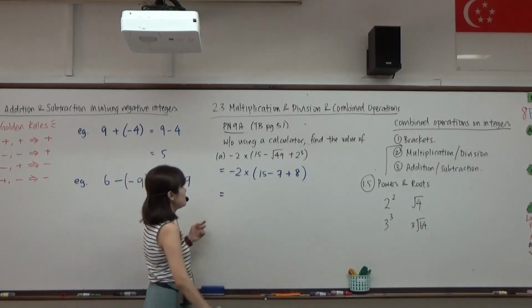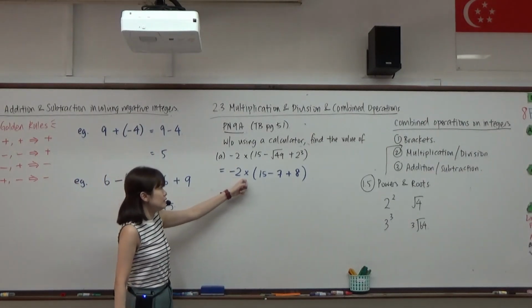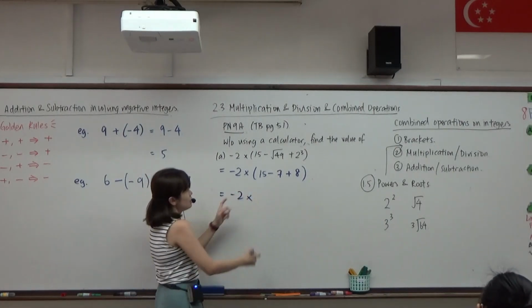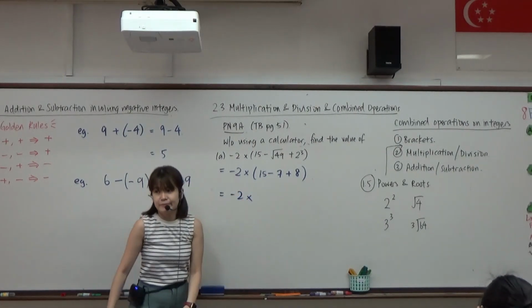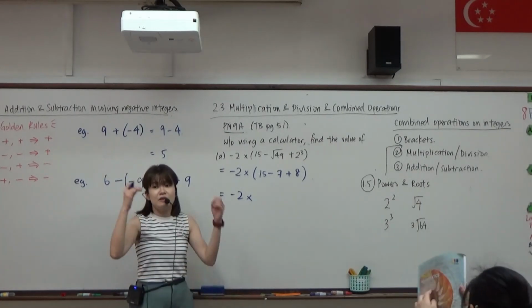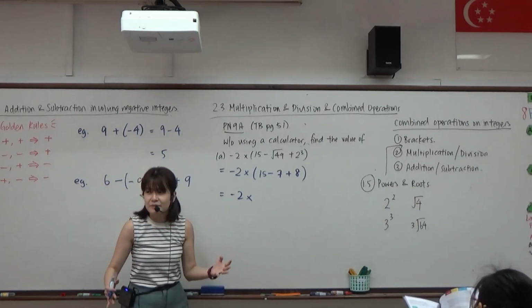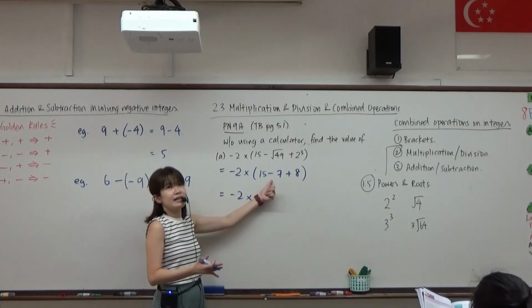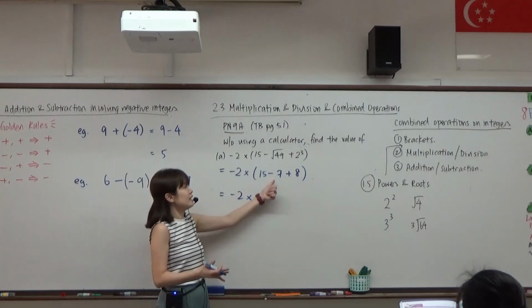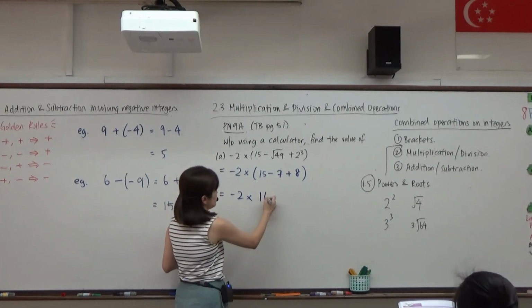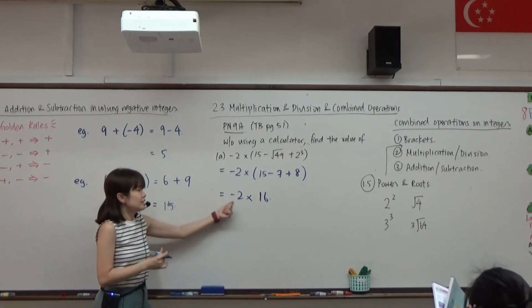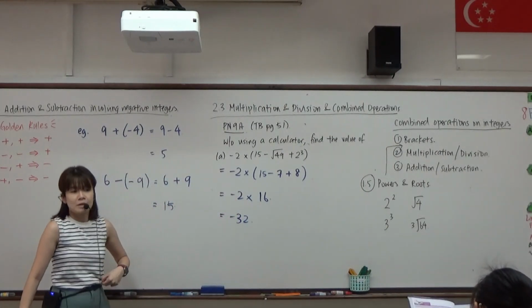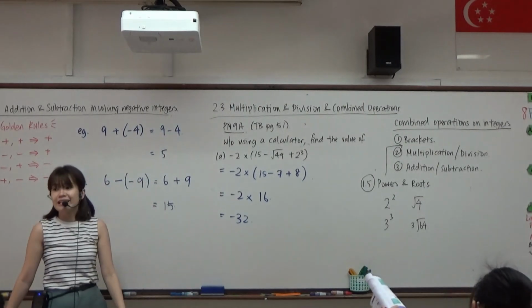Now, negative 2 times (15 minus 7 plus 8). We still haven't handled the brackets. So, what is 15 minus 7 plus 8? If your calculation is also terrible, just press the calculator, also okay. 15 minus 7, that is 8. 8 plus 8, 16. Negative 2 times 16 will give us negative 32. So these are the steps of working that are expected.